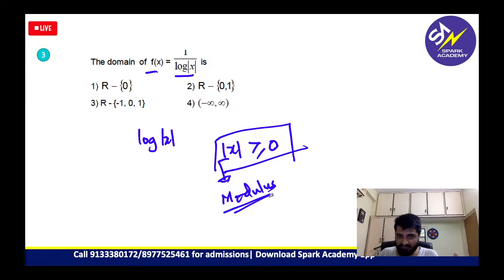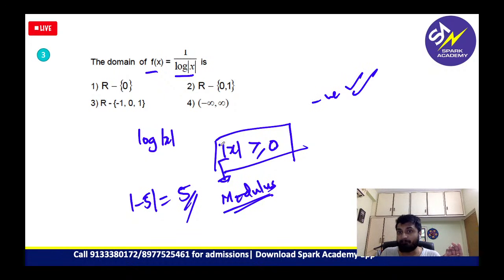Right? Mod means what? Mod of minus 5 if you have, that means it is plus 5 only. So inside the mod, if it goes, it automatically gets converted into a positive term. So that is why this question is slightly tricky compared to the previous one. If I just gave 1 by log x, you know. But here it is 1 by log of mod x. That means what? You can take negative values here. Because you have a mod, negative values are possible.